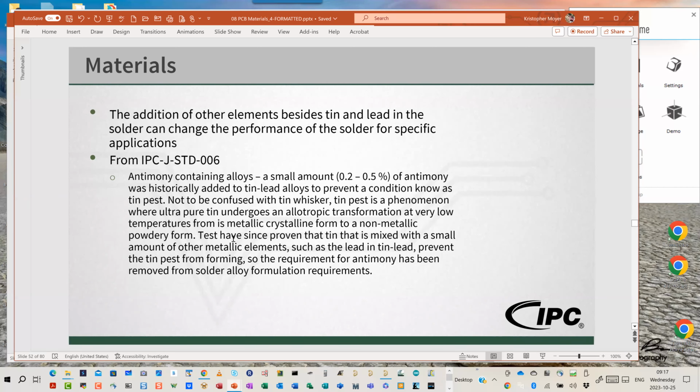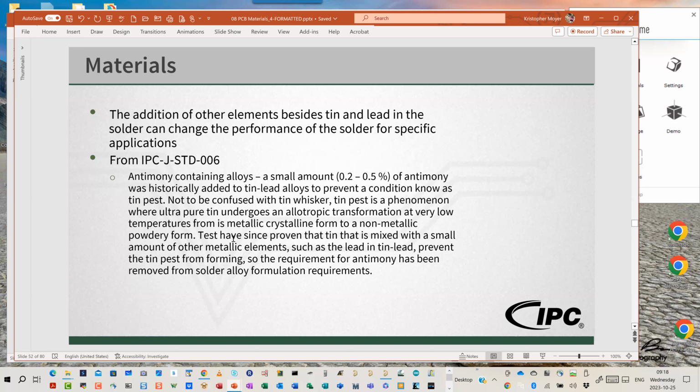The addition of other elements besides tin and lead in the solder can change the performance of the solder for specific applications. The first additive alloy was antimony. Antimony-containing solders were done to prevent a condition originally defined as tin pest, not to be confused with tin whisker that we just talked about. Tin pest was a phenomenon where ultra-pure tin undergoes an allotropic transformation at very low temperatures from its shiny metallic crystalline form into a white powdery substance at very low temperatures.